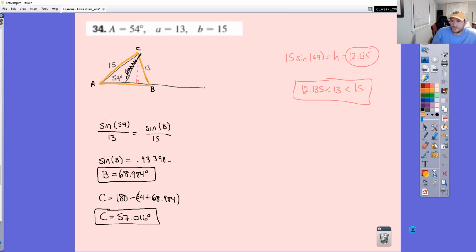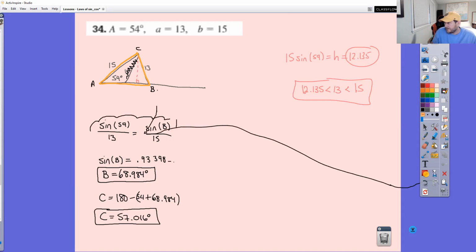And so now to solve for side C, we basically are going to use this exact same setup, right? Oh, I keep pressing this button. I'm going to rip this button off of this pen. It's useless.